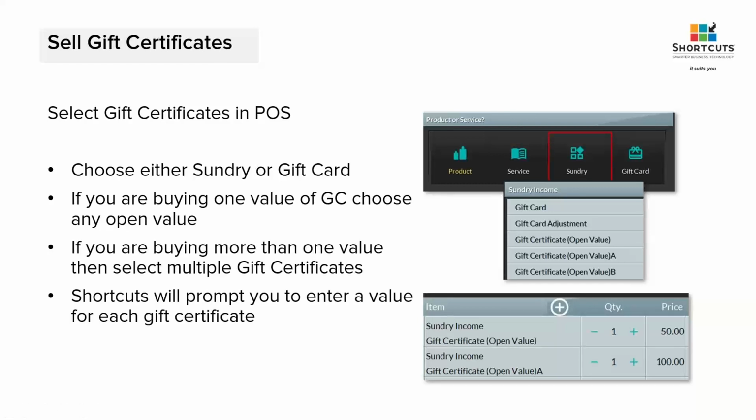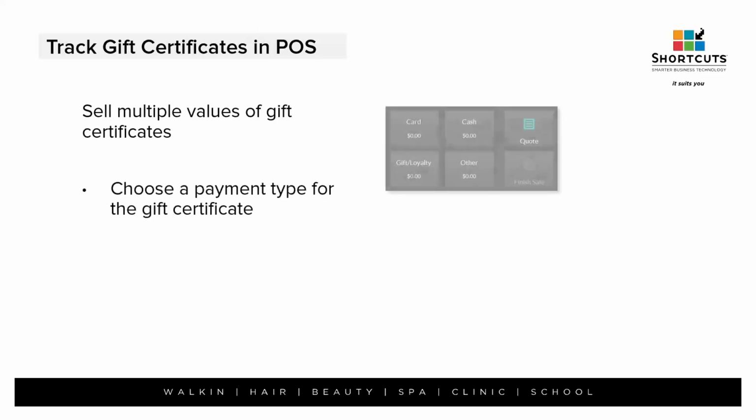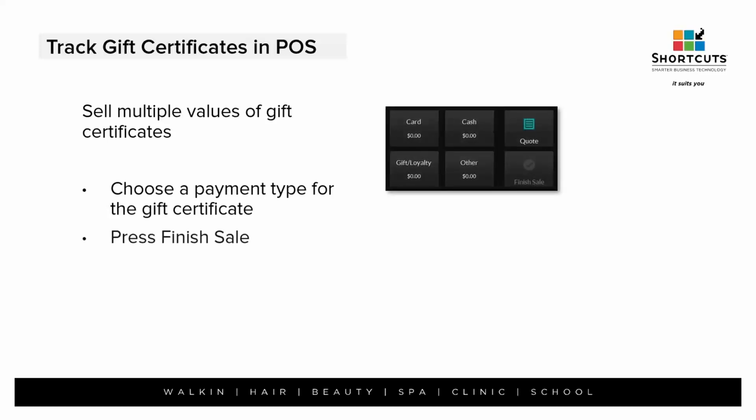Also, if you are buying multiple values, so let's say a customer comes in around the holidays, they want to buy a $50 gift certificate, a $100 gift certificate, a $200 gift certificate. This is why you have multiple open values. So you can tell Shortcuts, open value is 50, open value A is 100, and open value B is 200. So you'll mark the values, and then Shortcuts will ask you, okay, what was the barcode, what was the tracking number on each gift certificate after you press finish sale?